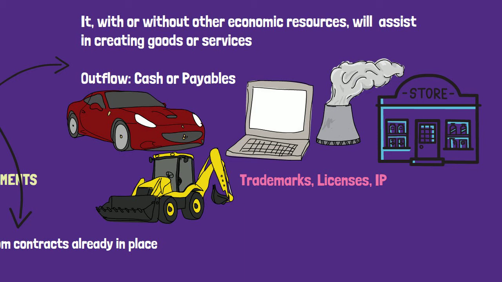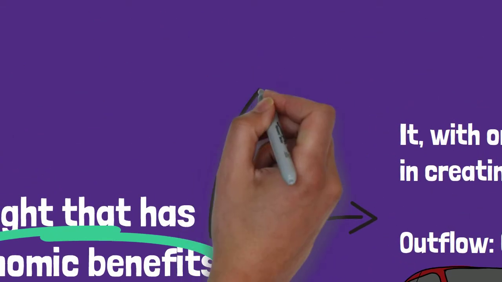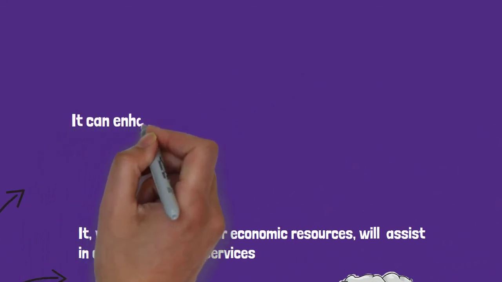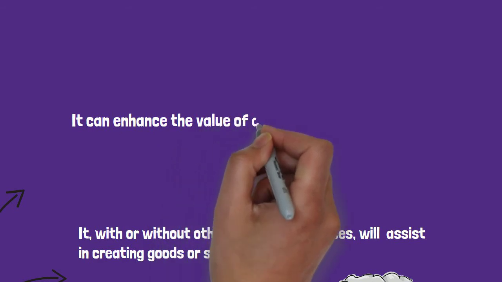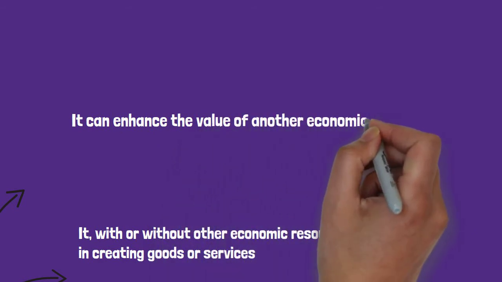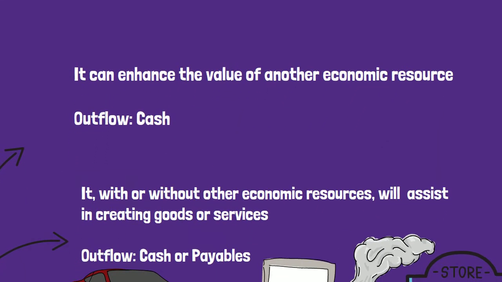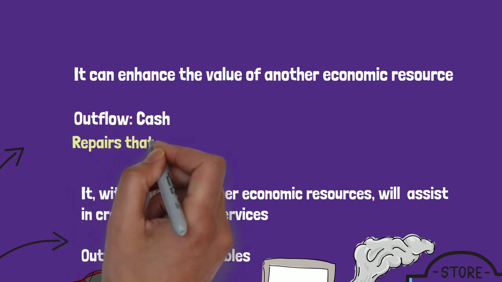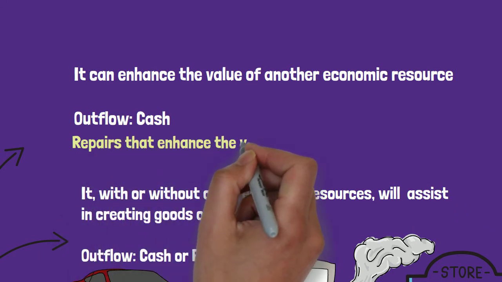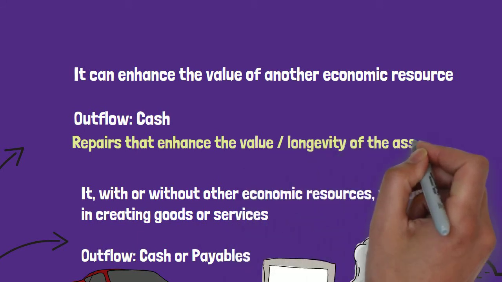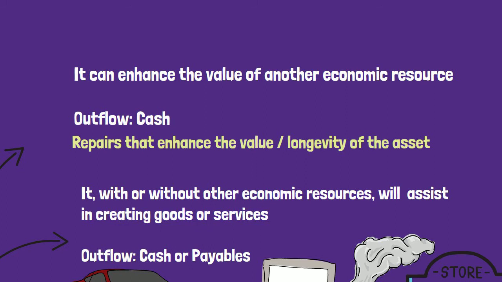Okay. So what's the next type of economic benefit? So this economic benefit is an item that can enhance the value of another economic resource. Now this usually occurs when we are repairing or adding to an asset, something that increases the longevity of that asset or increases the value of that asset. So we'll cover later that normal repairs and maintenance don't enhance the value of an asset, don't enhance the longevity of an asset.